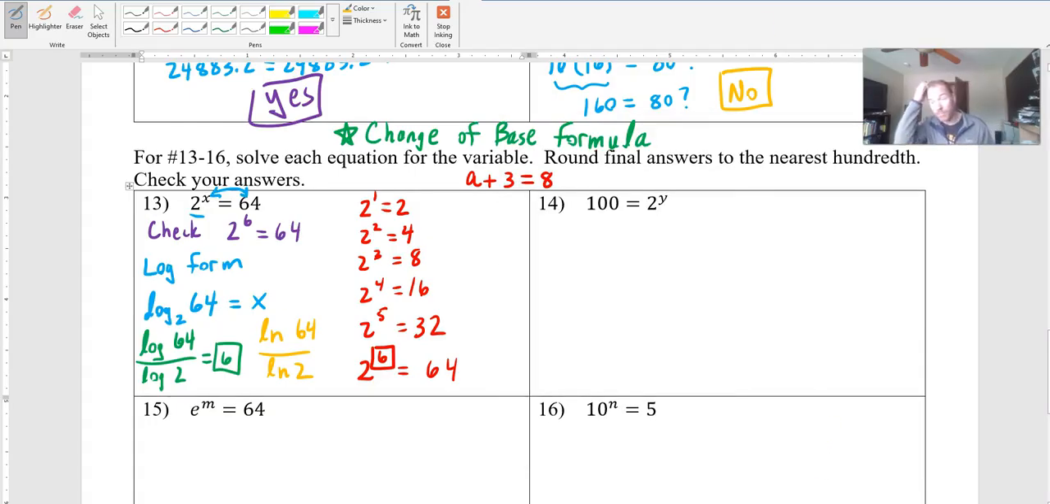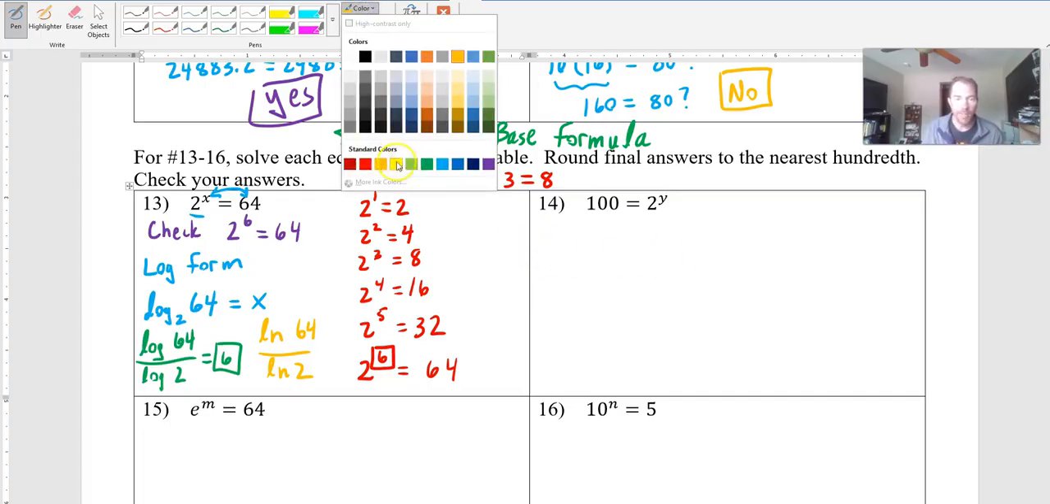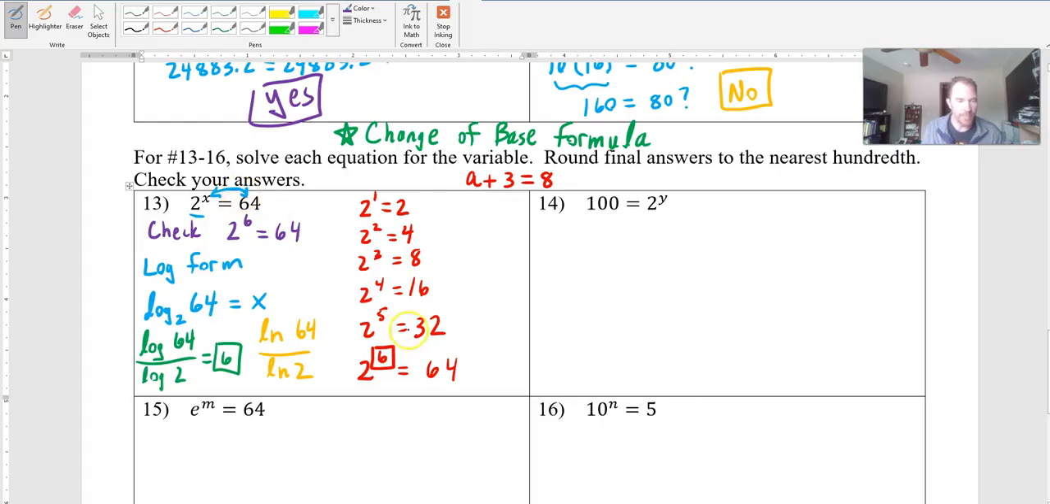This is one I don't know off the top of my head. 2 to what power gives you 100? Going off of number 13, 2 to the 6th is 64. If you did 2 to the 7th power, you'd be doubling 64. It's 128. So I go, all right, here we're going to be between 6 and 7. Because 2 to the 6th is 64, and 2 to the 7th is 128, and we're looking for a number in between 64 and 128. So it stands to reason that our value is going to be between 6 and 7.